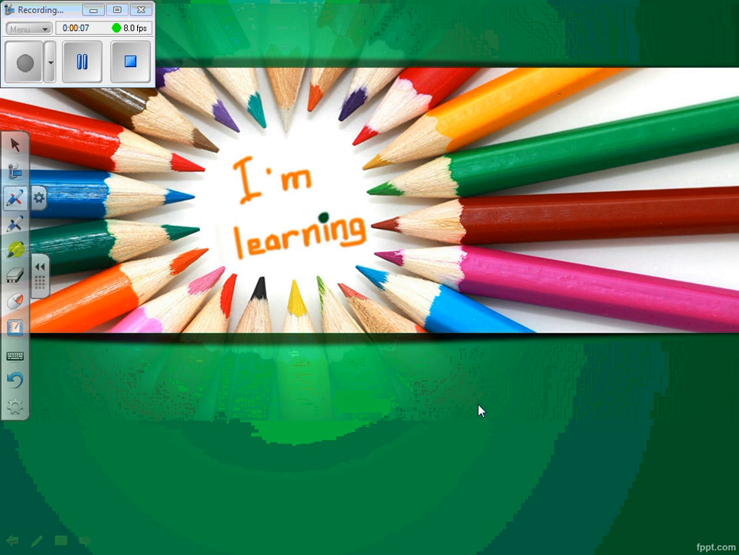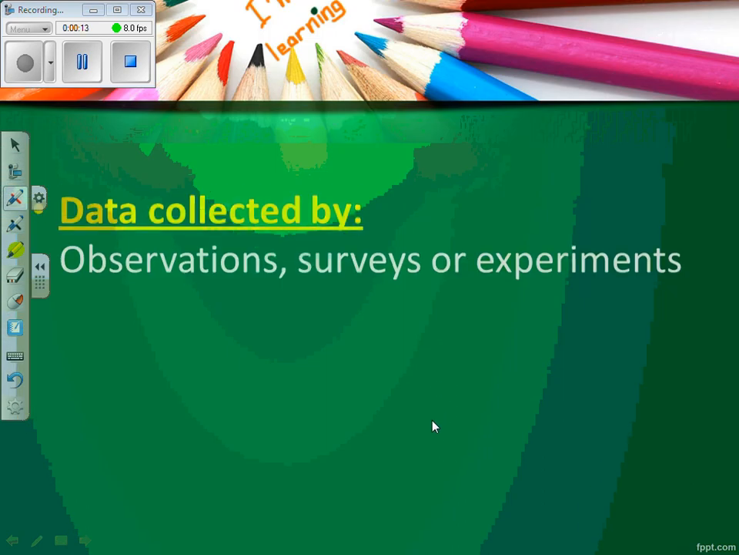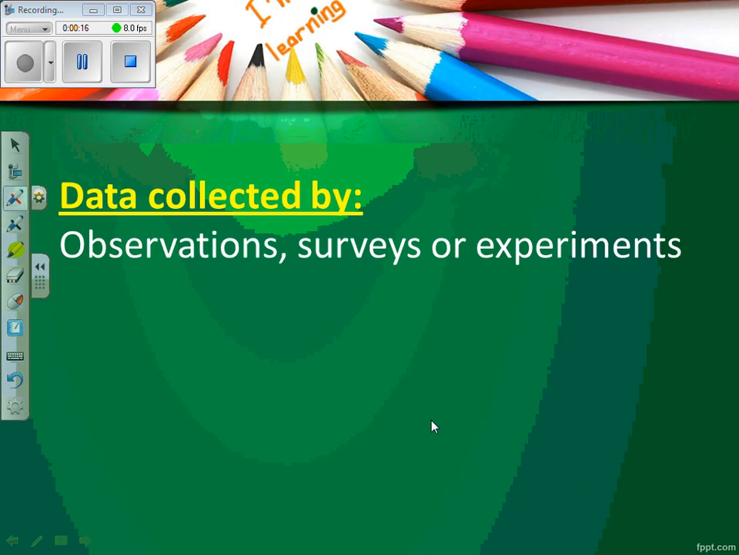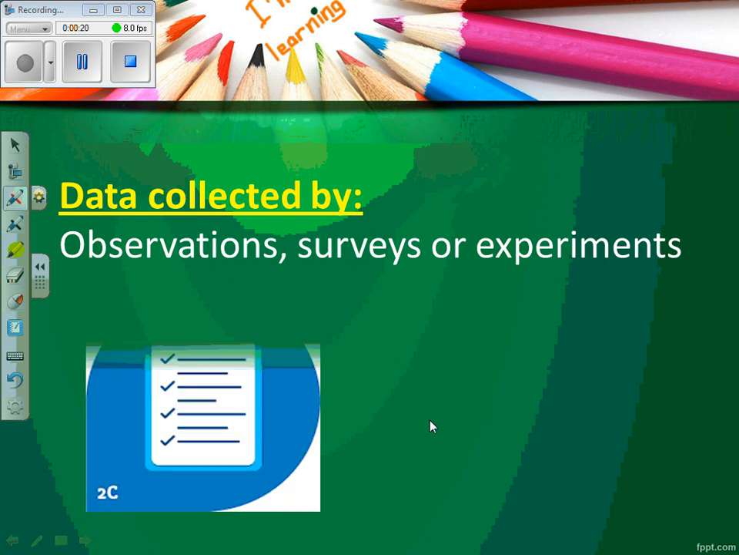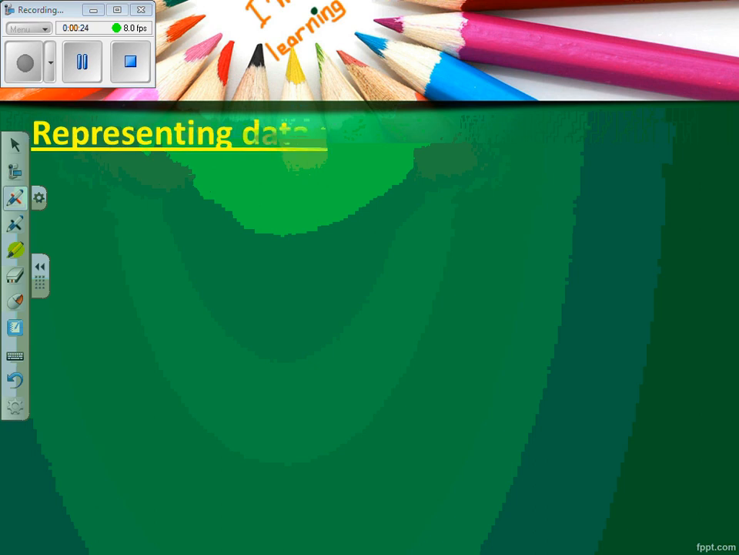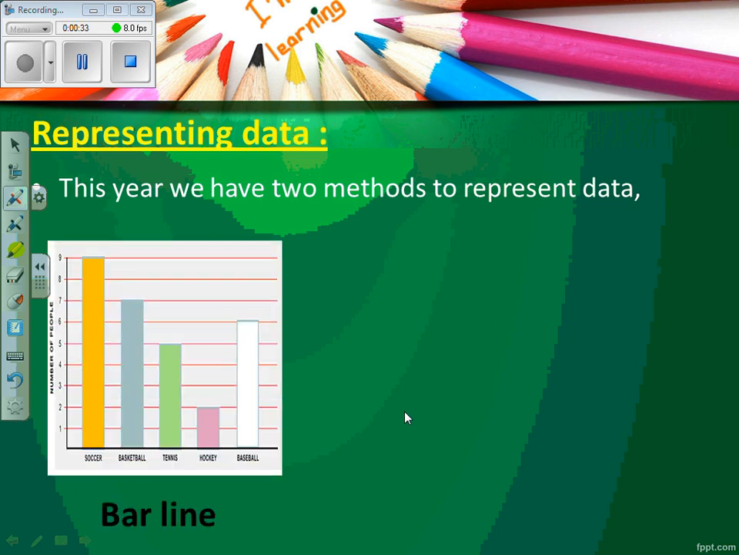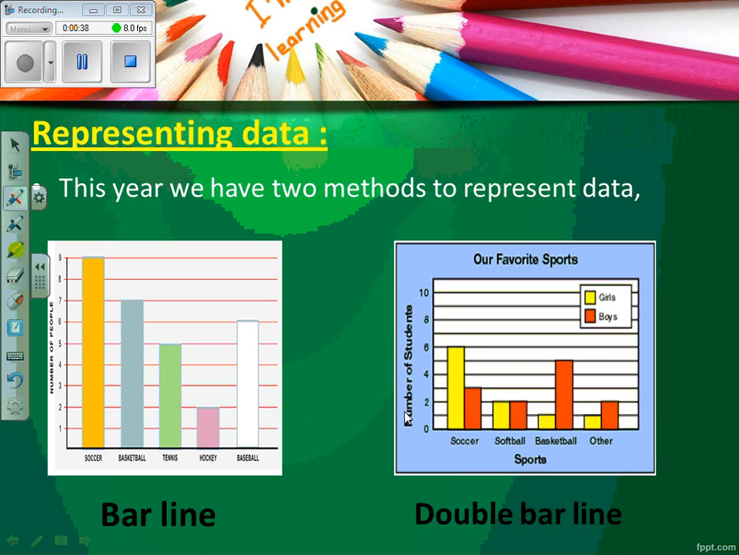Our lesson today is called Collecting, Displaying, and Representing Data. Data is collected by observations, surveys, or experiments. Representing data: this year, in Primary 4, we have two methods to represent data. The first one, the bar line. The second one, the double bar line.